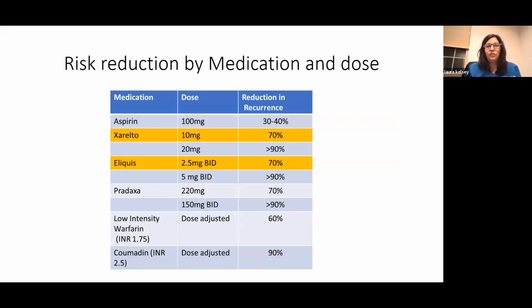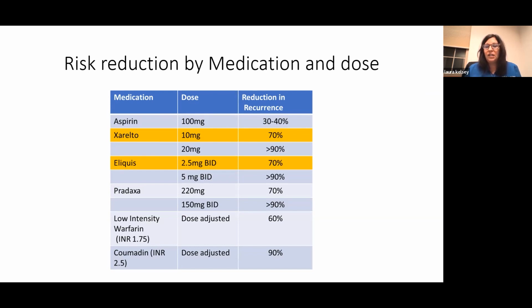If you look at the relative risk reduction by medication and dose, aspirin's been studied in detail. They studied 100 milligram doses. I think we use 81 milligram doses more routinely. It correlated with a 30 to 40% risk reduction in recurrent VTE. So we'll look at those studies in a minute. Xarelto and Eliquis at those lower doses, if you compare them to low molecular weight heparin in the prophylactic dose arena, that's about a 70% risk reduction versus the full strength, which is over 90% risk reduction.